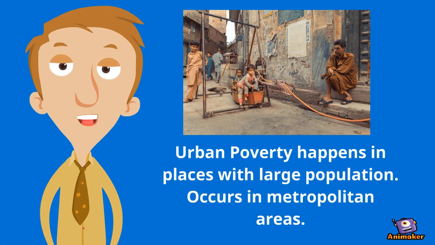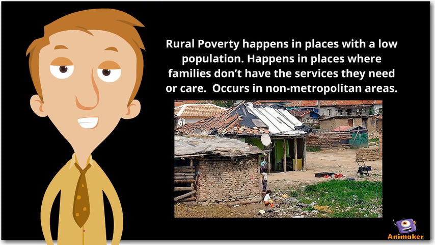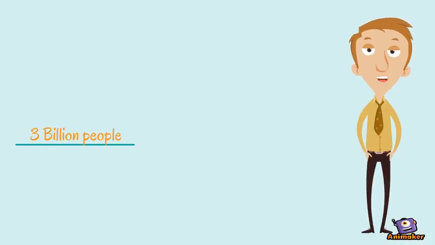Urban poverty happens in places with large population. Occurs in metropolitan areas. Rural poverty happens in places with a low population. Happens in places where families don't have the services they need or care. Occurs in non-metropolitan areas. More than 3 billion people live in poverty.